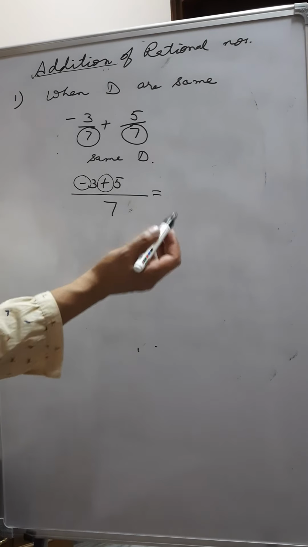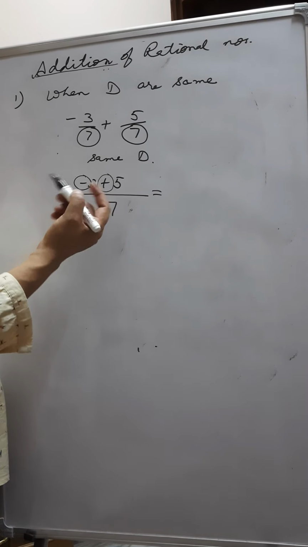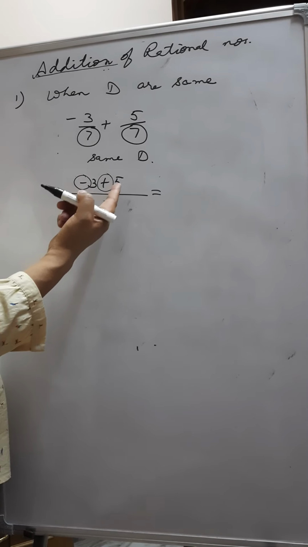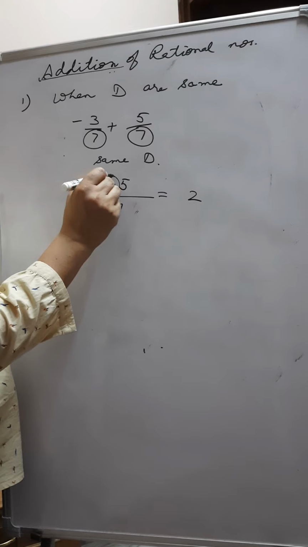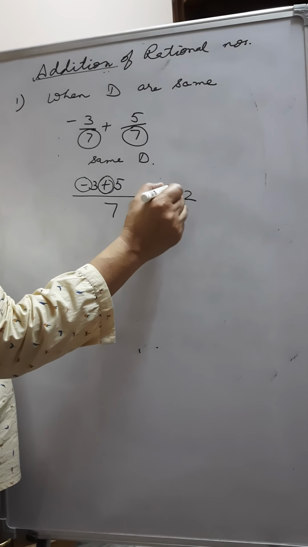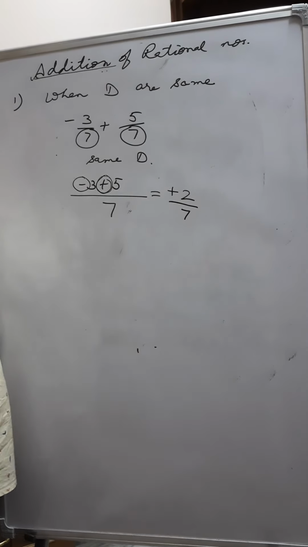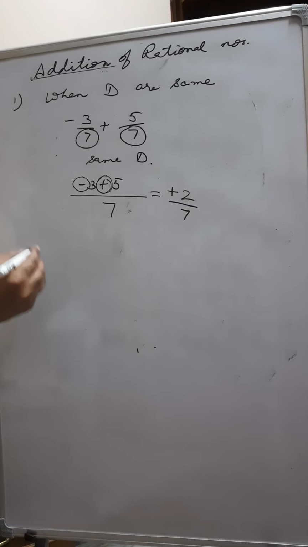In the chapter on integers you have studied that positive and negative means subtraction. 5 minus 3 is 2. The sign of the answer is the sign of the largest number. 5 is the largest and the sign of 5 is plus. So 2 over 7 is the answer.